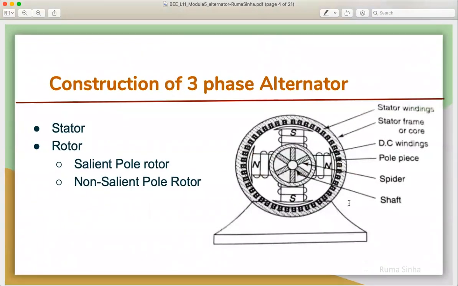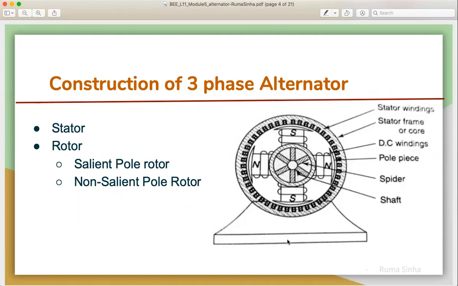When we talk about the construction of a three-phase alternator, we can understand from the previous discussion that we will have a stator and we'll have a rotor. In the stator, we will have the armature conductors placed, and in the rotor, we'll have a field winding placed. And in the rotor part, that is in the field winding, there should be a DC supply, through which the field winding will act as a magnet.